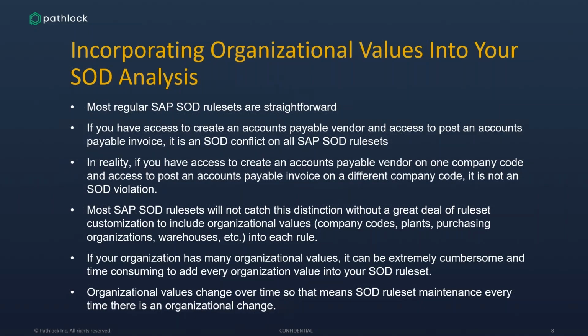But for a lot of companies, you've got multiple company codes. So if you were creating an AP vendor on one company code, but you had access to post an invoice on another company code, that's not a conflict. It's not a real conflict. Now, it's going to show up in every SOD analysis, though, because the normal rule sets don't take a look at your org values, company codes, plants, that stuff.